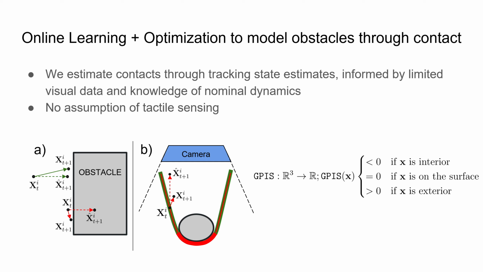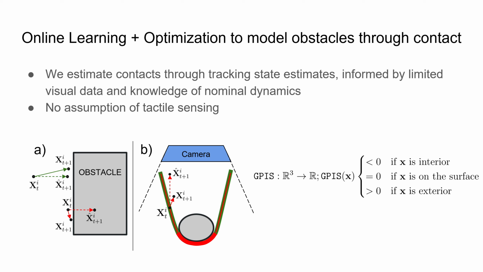We estimate contacts by comparing the dynamics prediction for a transition with the observed next state, and detect contact if we observe a lack of motion relative to what we expect under nominal dynamics, as shown in the red transition in Figure A. We use limited visual data, if available, through a depth image of the scene. Visual information can prevent false positive contacts from being added to the GPIS dataset. An example is shown in Figure B, where part of a cable being in contact with the obstacle could lead to contacts being estimated along the full length of the cable if vision were not used.